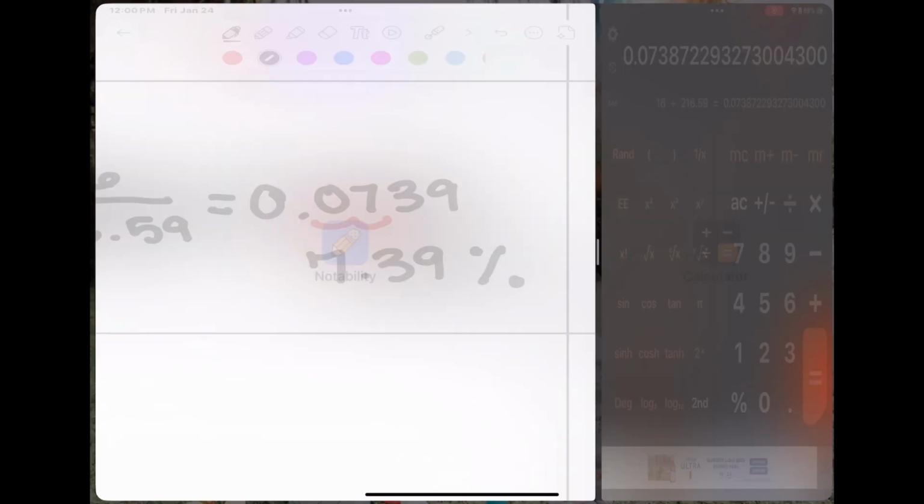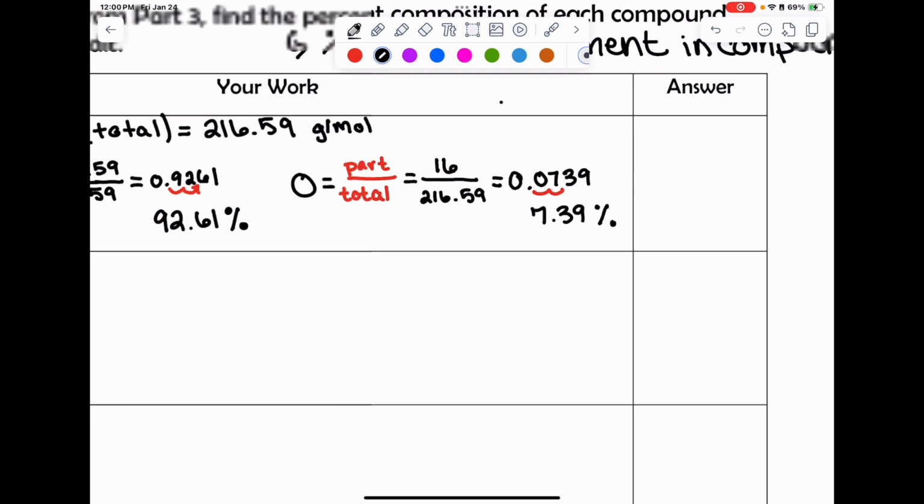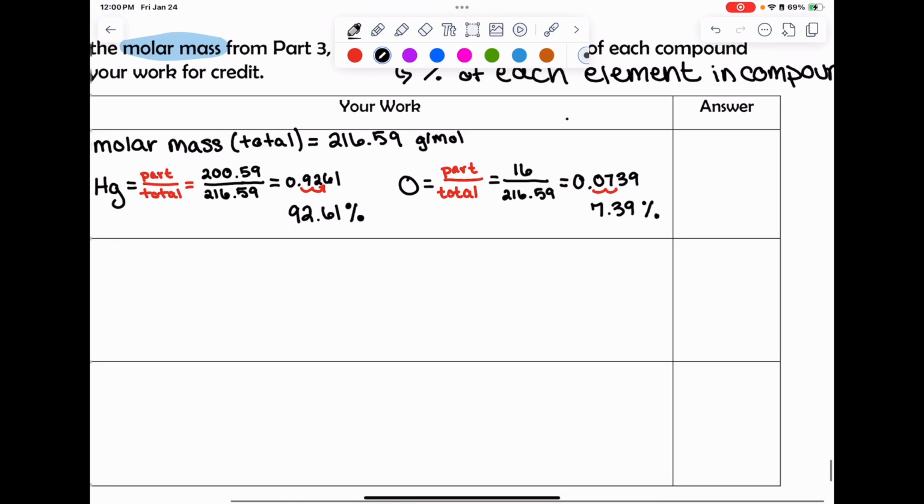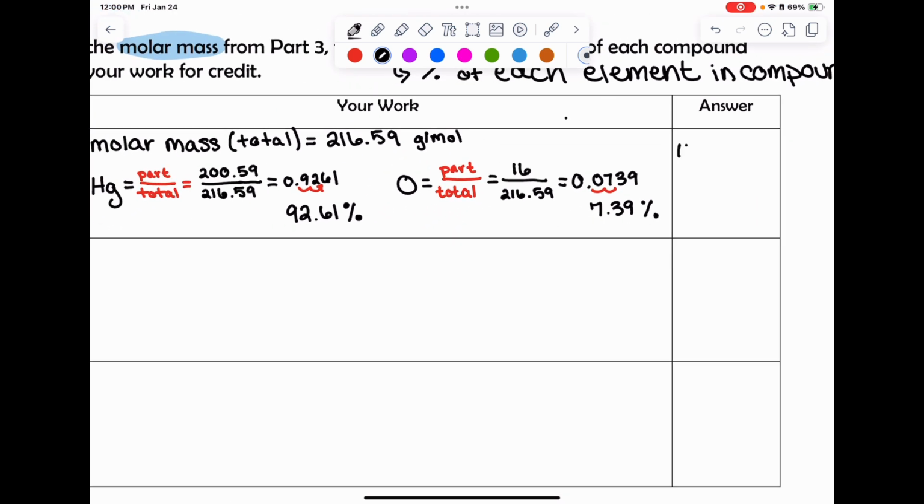So our final answer is both of these actually. So Hg makes up 92.61% and oxygen makes up only 7.39%.